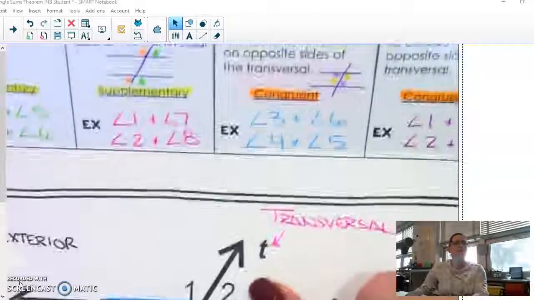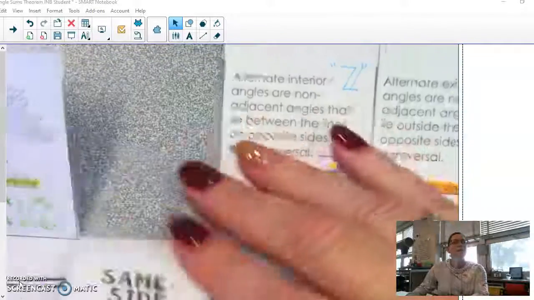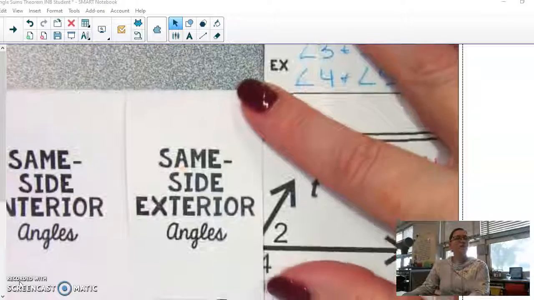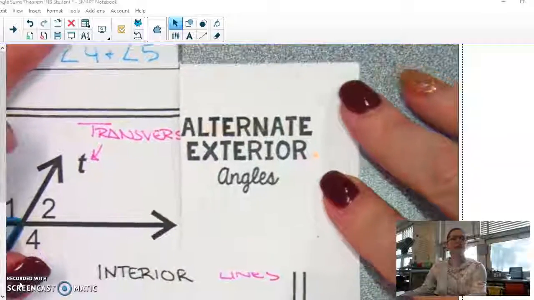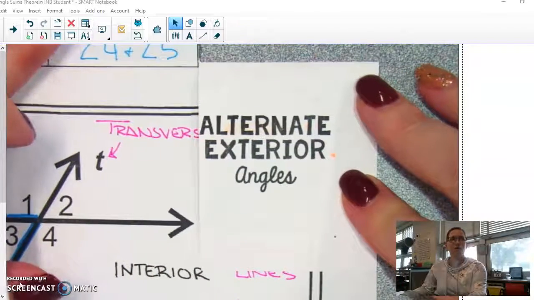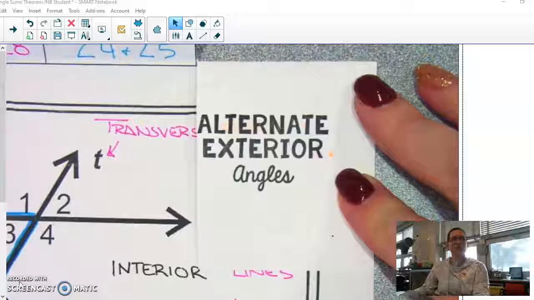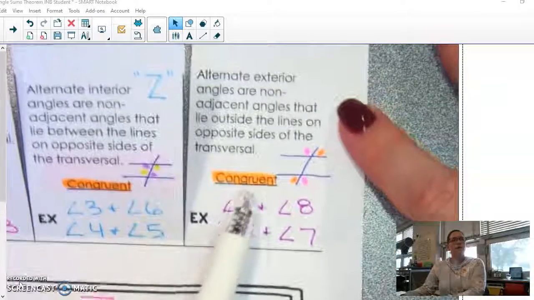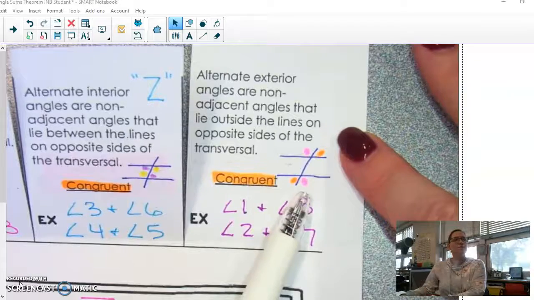Feel free to pause the video at any time if I'm going too fast to write these down. The pause button is right at your fingertips. All right, and the last one up here is the alternate exterior angles. So alternate means opposite sides of the transversal, exterior. So this is kind of what it would look like in the small version of the picture.